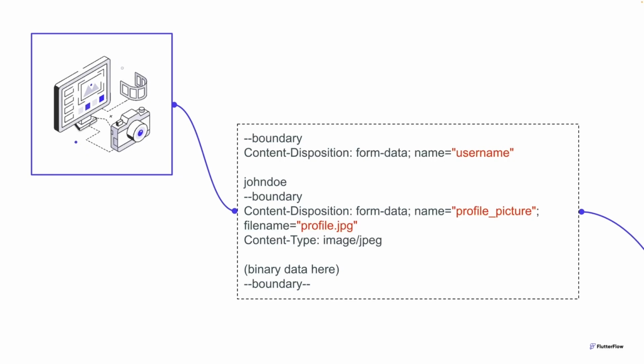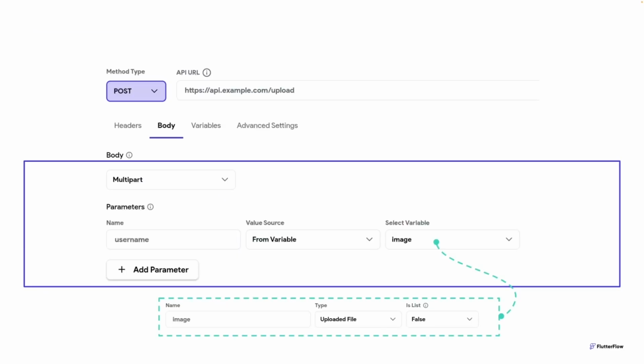Finally, there is multipart form data, the most complex of the three. This format is used when sending binary data, like files, alongside text data. It splits the data into multiple parts, each with its own content type, making it ideal for forms that include file uploads. For example, if you're submitting a form with a profile picture and some text fields, the request body might look like this. Each data part is separated by a boundary marker, allowing the server to distinguish between different data types like the text field and files. In FlutterFlow, when you select multipart, it's often associated with an uploaded file.